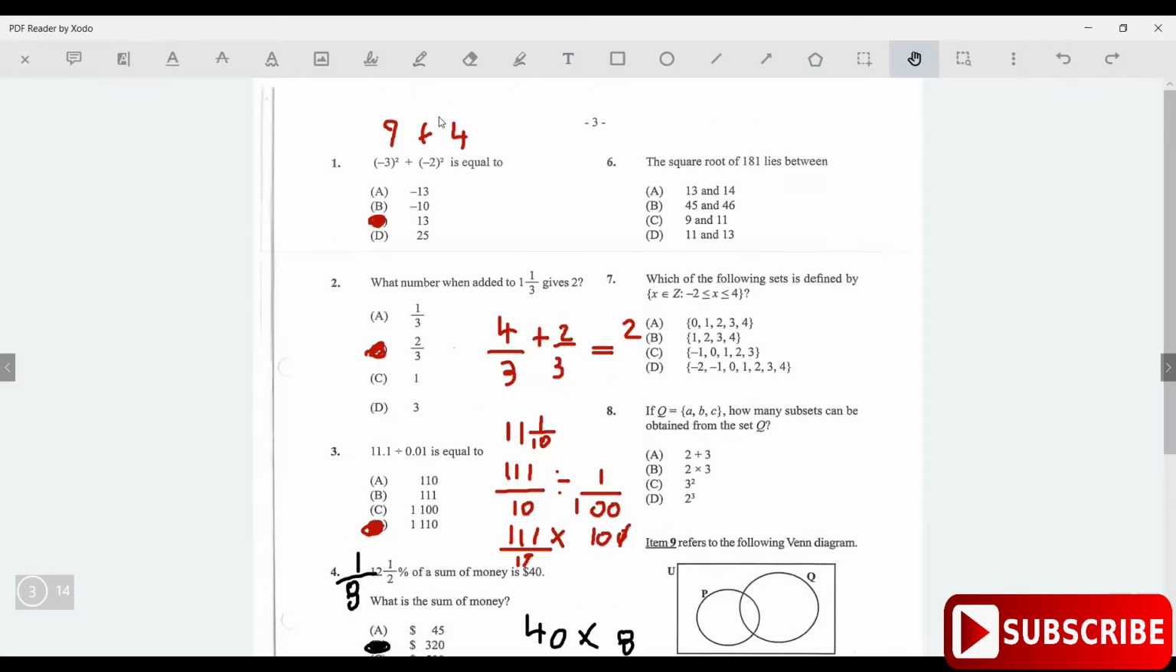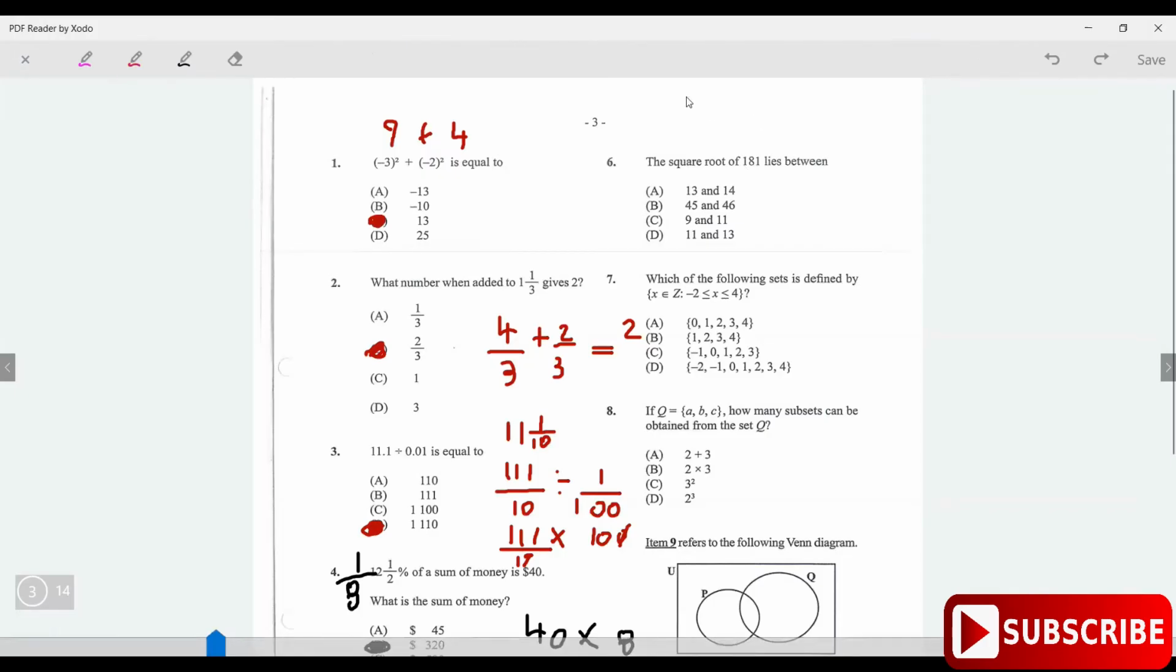It says, what is the square root of 181? Or where does it lie between? Well, we have to remember, always bear this in mind, that the square root of 169 is 13. And the square root of 196 is 14. So that means 181 is going to lie between 169 and 196. So it lies between 13 and 14. All right?